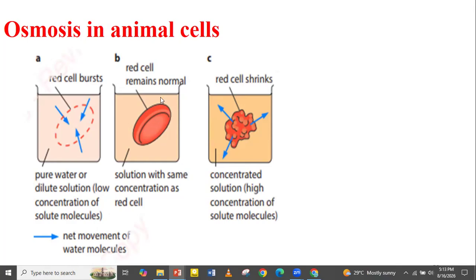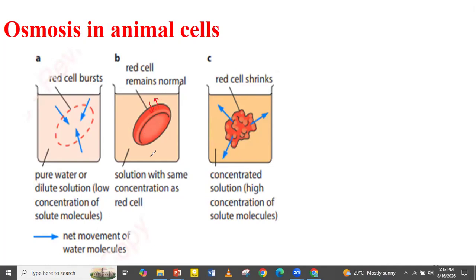And then we can have part B, where we have a red blood cell placed in a solution that has the same water potential as the cytoplasm of the red blood cell. In that case, we are not going to have net movement of water molecules. The water molecules that enter into the red blood cell will be the same as the ones that leave. So there is no net movement. As a result, this cell is going to remain normal.